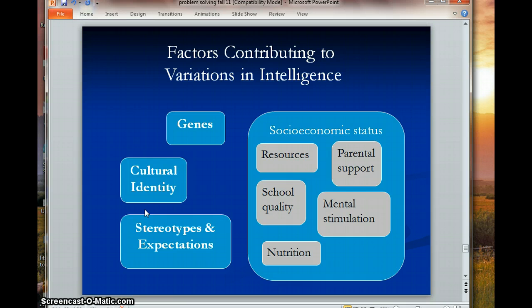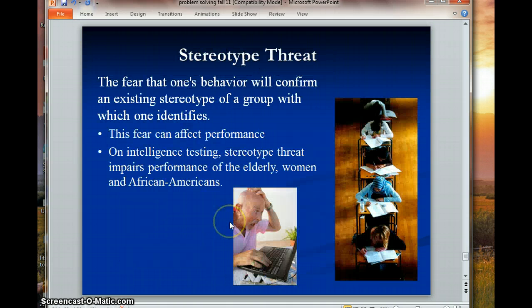And we also see that stereotypes and expectations will influence a person's intelligence, and that's actually what I want to talk about on the final two slides. And this brings me to the topic of stereotype threat, which I think is one of the most interesting findings in the field of social psychology, and that is when we have a stereotype, it can actually impair our performance.